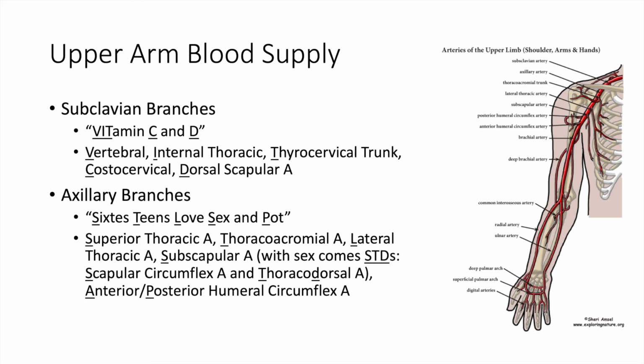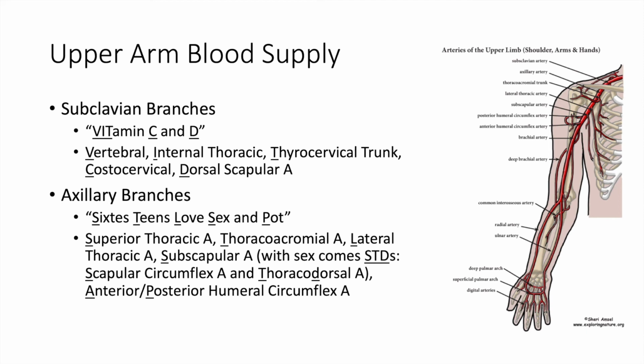After my subclavian, then I've got my axillary. And so the branches off of that, how I can remember it is 60s, teens, love, sex, and pot. So superior thoracic is the first one that comes off, and that stands for 60s. Thoracoacromial artery is our next one. Lateral thoracic comes off next, and then subscapular artery is our next one.